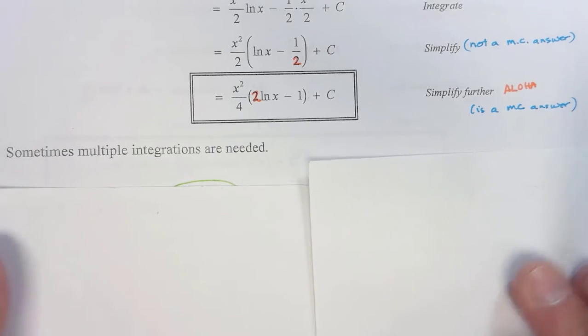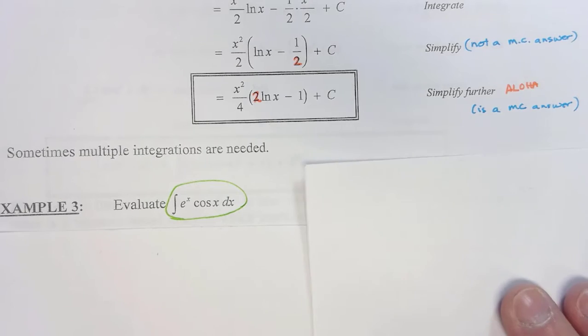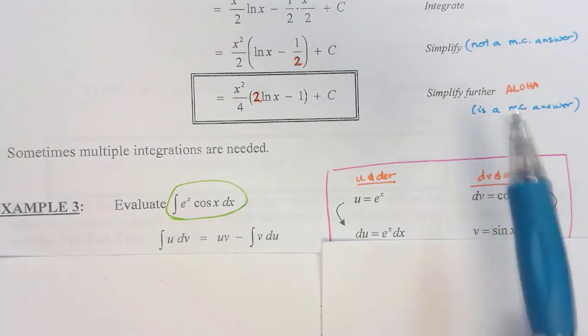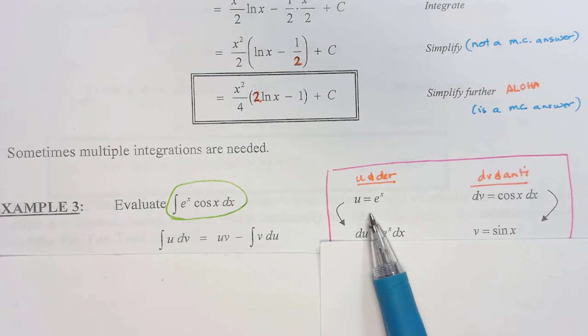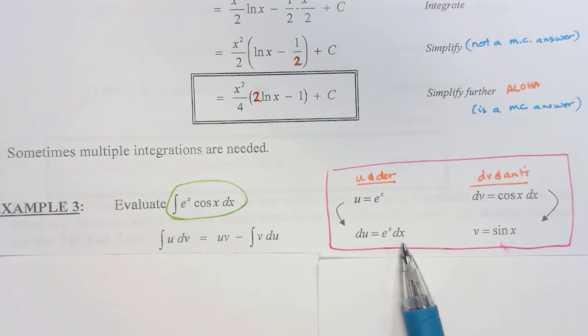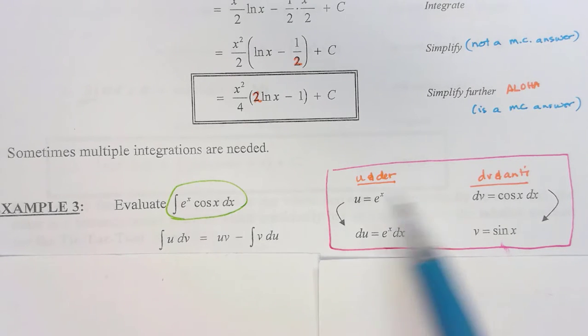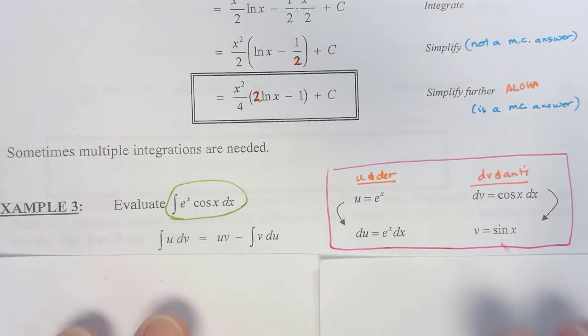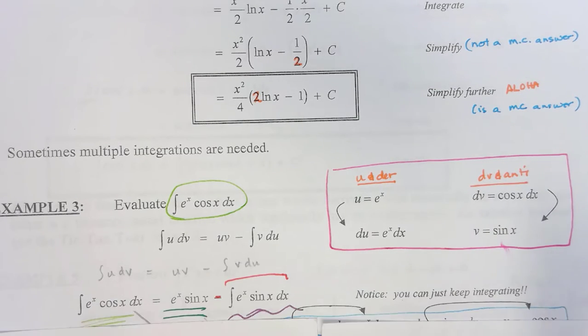Sometimes we have multiple integrations that are needed. Look at this problem, all right? Both transcendental functions. I'm going to let u be e to the x, and du is e to the x dx, and that would make cosine x dx my dv, and then anti-differentiating that gives me sine of x for my v, and we're going to do our substitution.